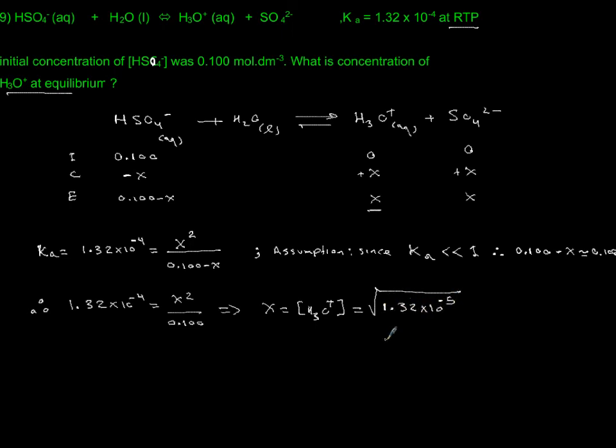It moves one decimal place back, and this is 0.00363 mole per decimeter cube. So if Ka is really small, -3 and smaller, you can make this assumption. Good luck. These were typical equilibrium questions in regard to calculations.